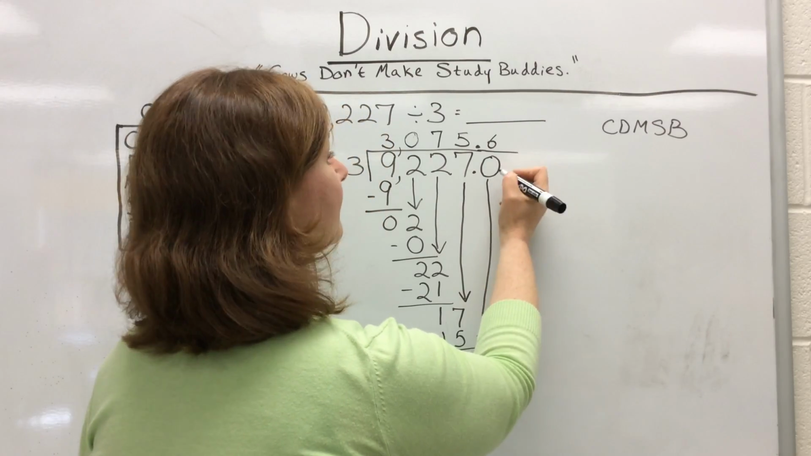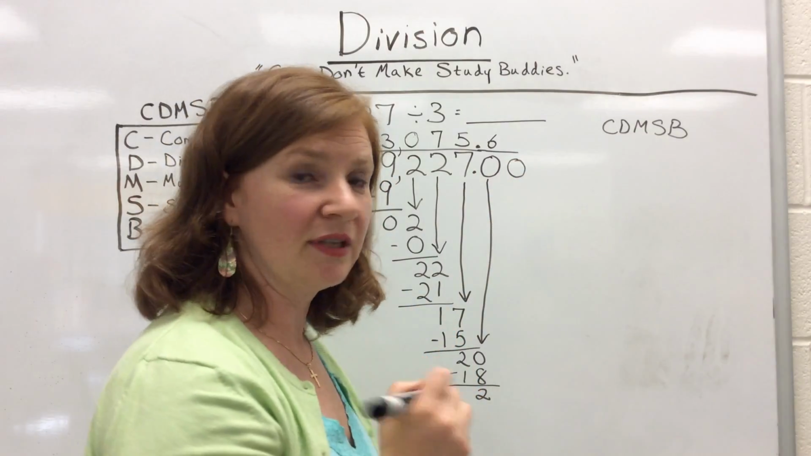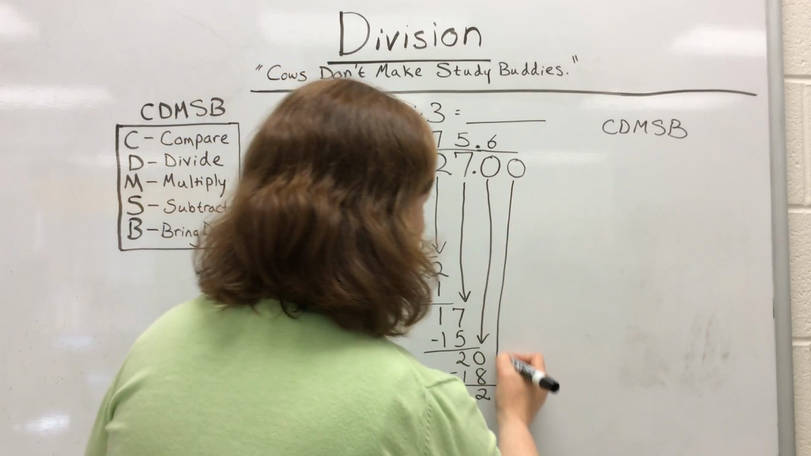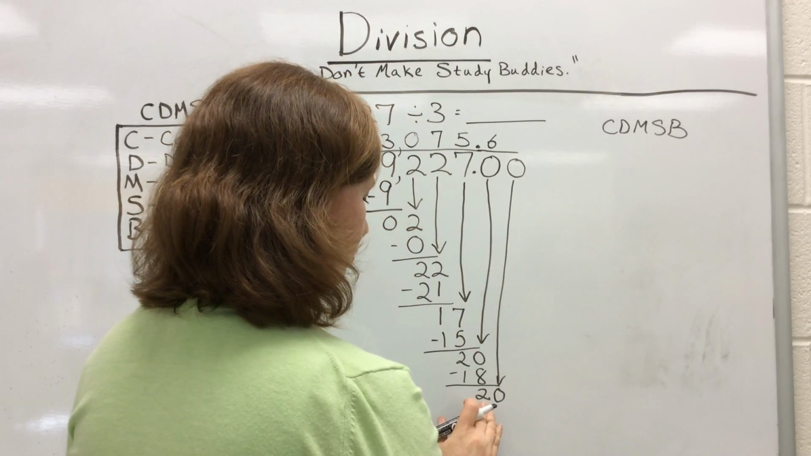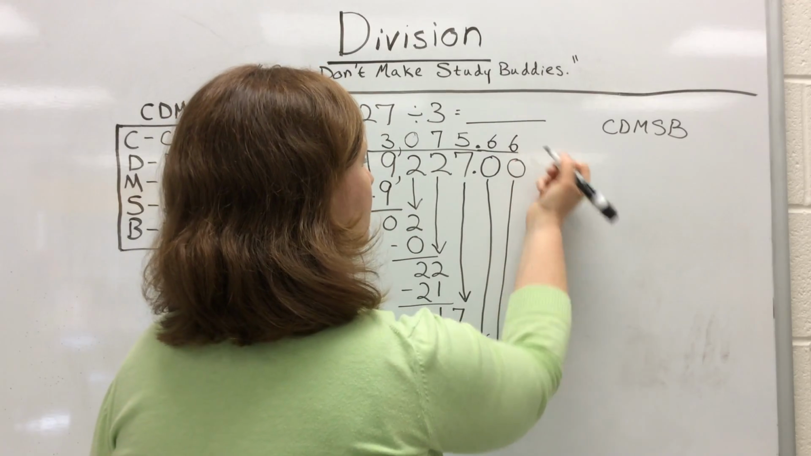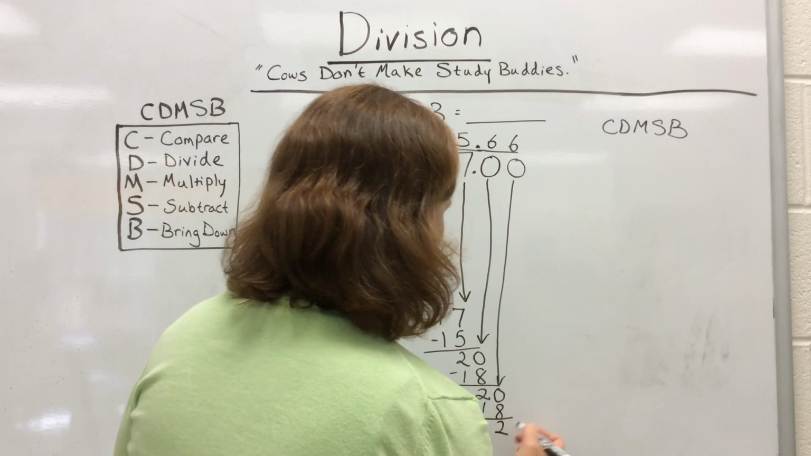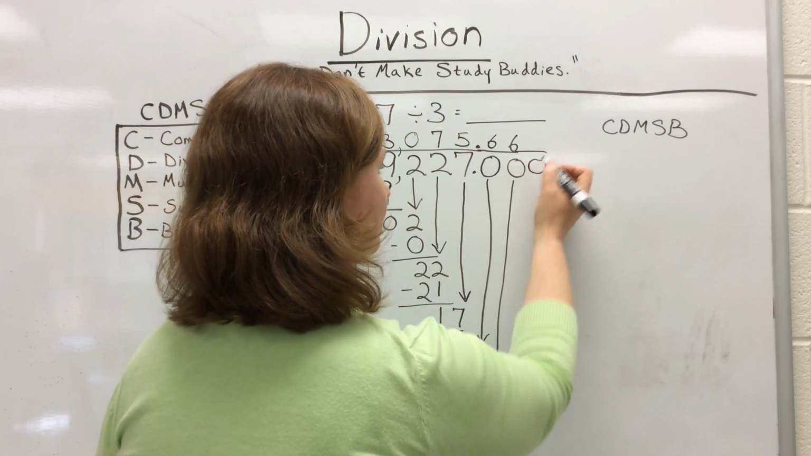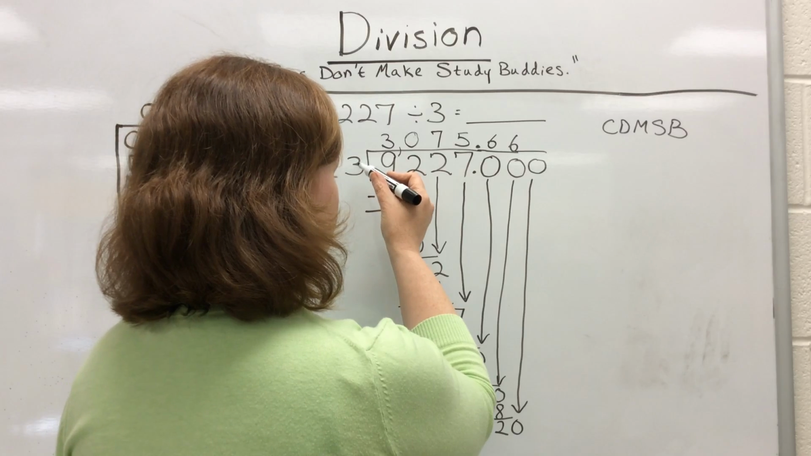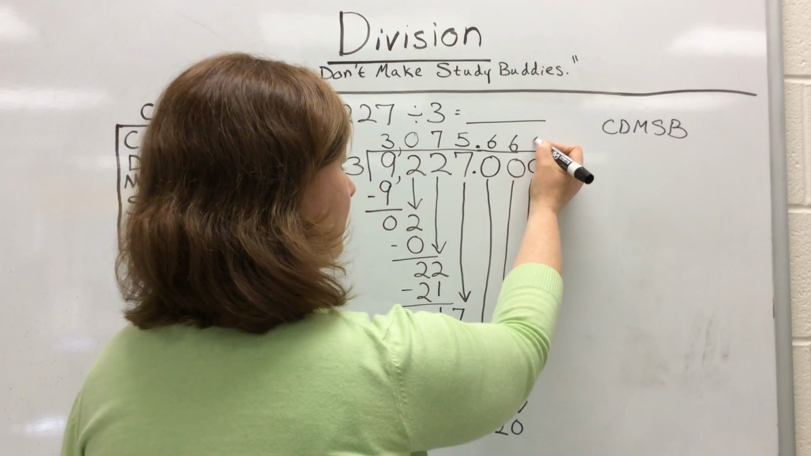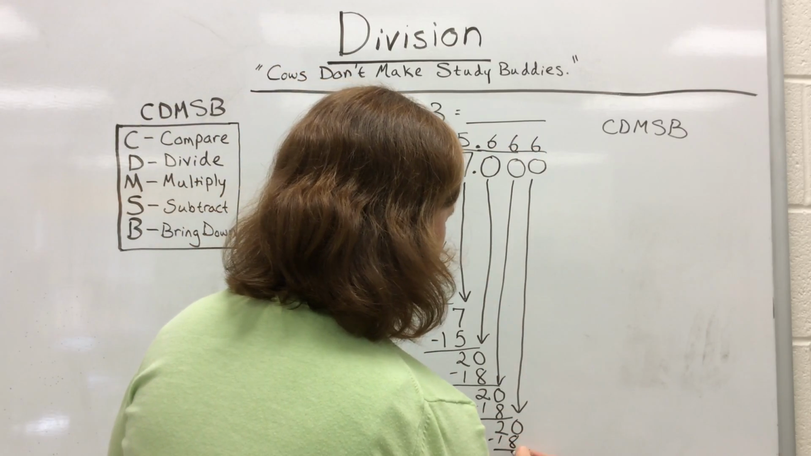Still not done. I have a 2 at the bottom and nothing to bring down. So I can put another 0 at the end of my dividend to bring down. And my new number is 20. 3 fits into 20, and it fits 6 times without going over. 6 times 3 is 18, and 20 minus 18 is 2. I'll need another 0 to bring down. New number is 20. And again, 3 fits into 20 6 times without going over. 6 times 3 is 18, and 20 minus 18 is 2.